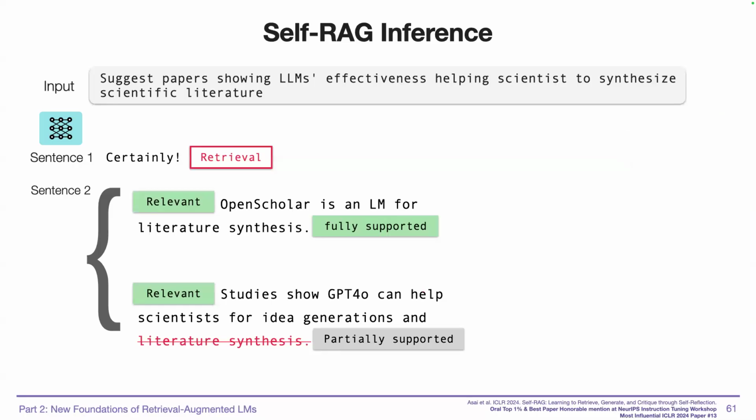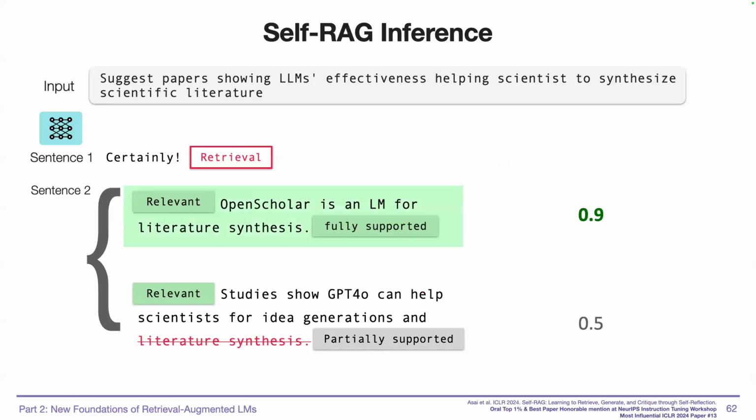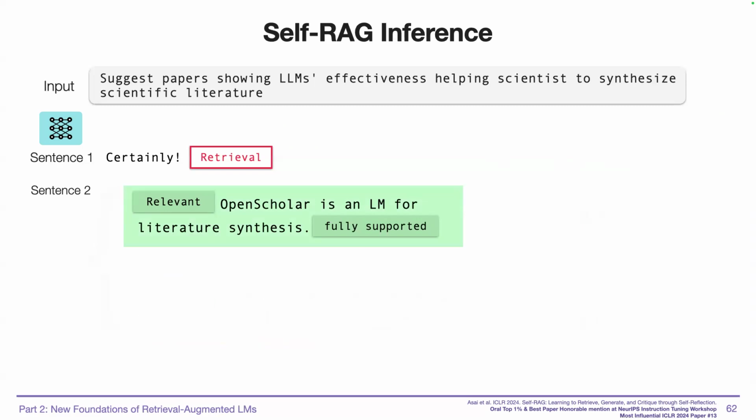Now we have two generations in parallel. Which one should be chosen as a continuation for the next sentence? What we did in Self-RAG is we take the token probability score of those special tokens and use them to rank the continuation. Specifically, we computed the weighted sum of token probability and then select the best continuation with the highest score. We repeat this process for each sentence until the model completes its generation.